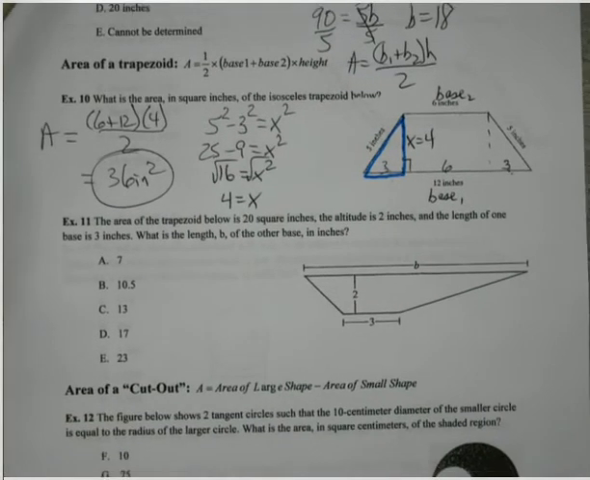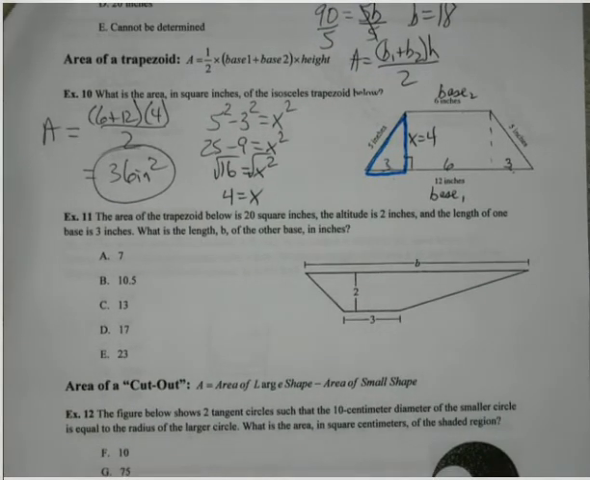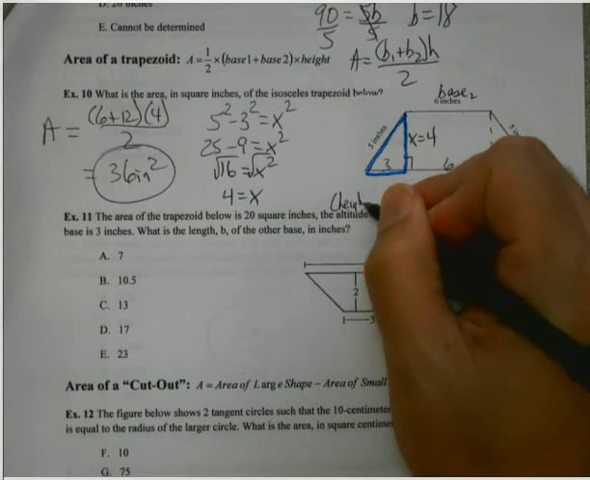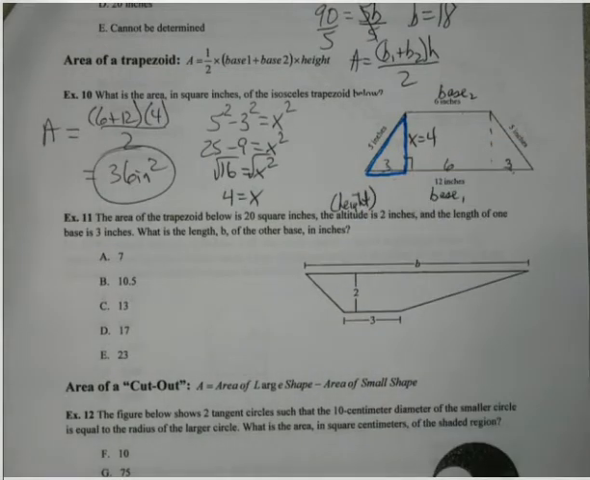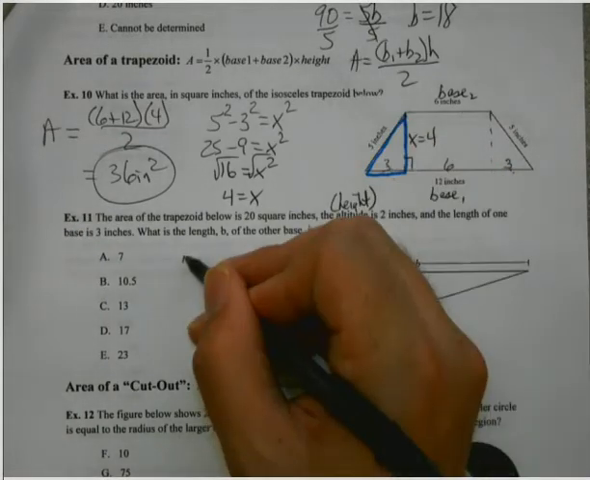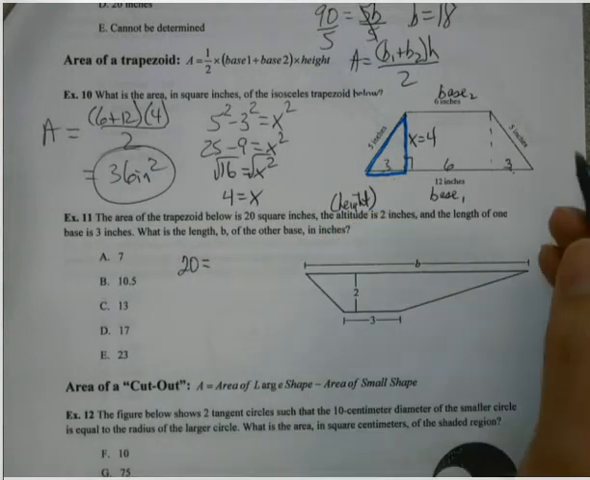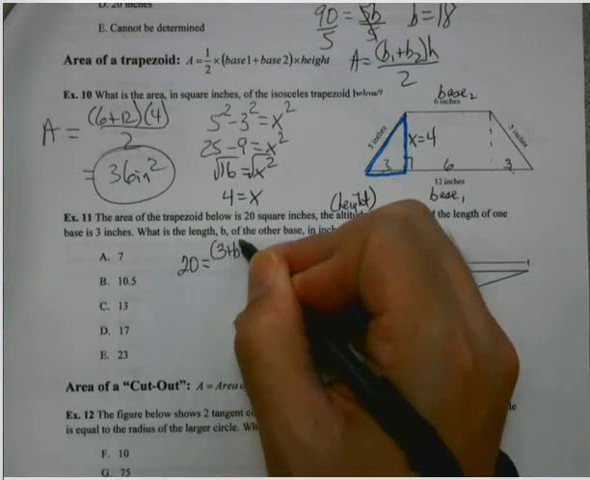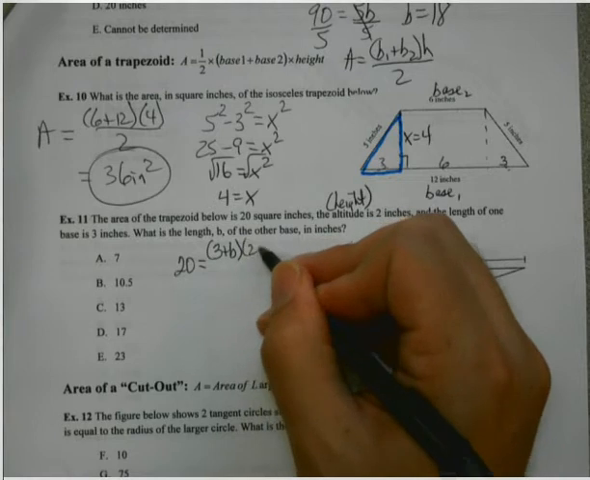Now we're going to start throwing a few twists in here on you. The area of the trapezoid below is 20 square inches. The altitude, which is a fancy word for height, is 2 inches, and the length of one of the bases is 3 inches. What's the length b of the other base? Okay, we're going to take the formula. Area equals, we know one of the bases is 3. I do not know the other one. I know the height is 2.